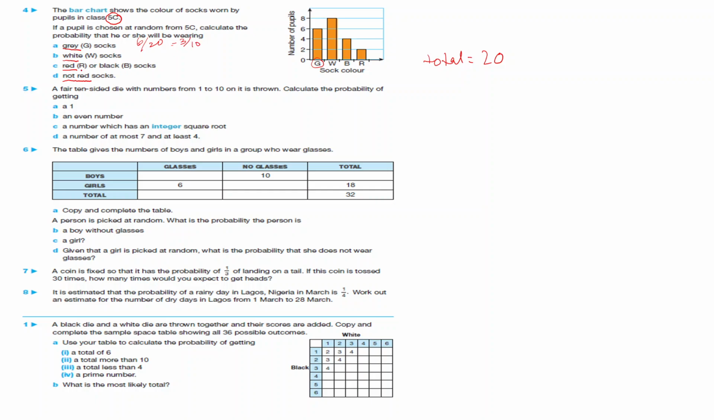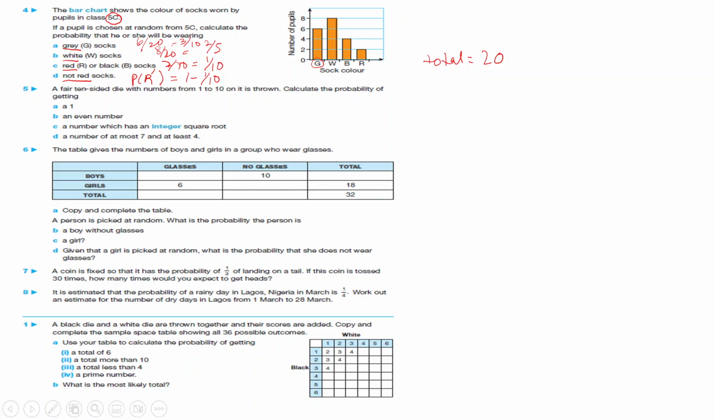So for gray socks, you are going to have a probability of 6 out of 20 or 3 out of 10. And for white socks, it's 8, right? So 8 out of 20 or you can say 2 out of 5. And for red, it is 2 out of 20 or 1 out of 10. And for not red, the probability should be 1 minus the probability of red. So the probability of red is 1 over 10, so not red is 1 minus 1 over 10.